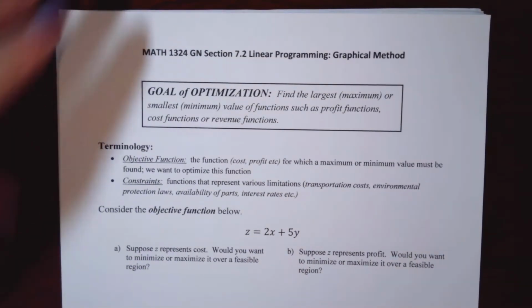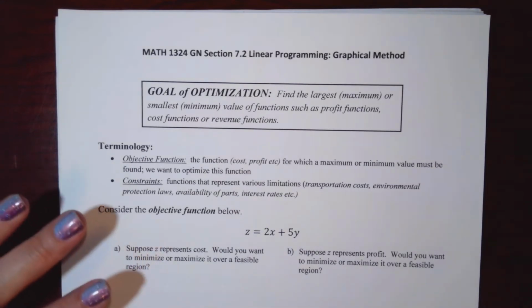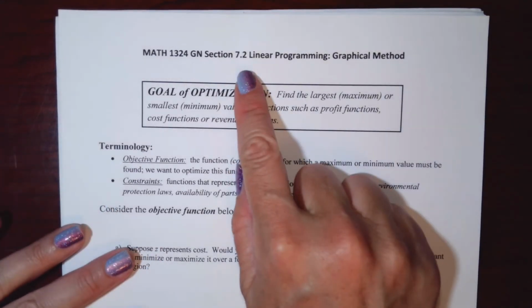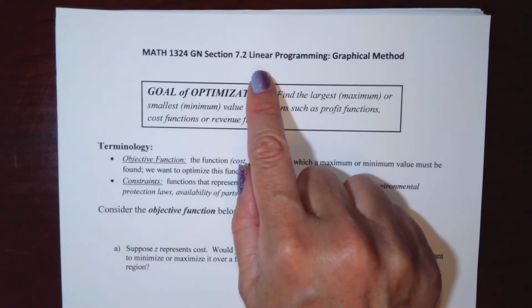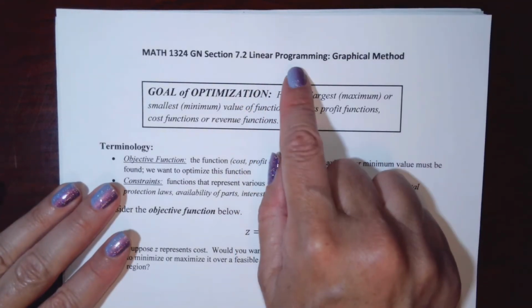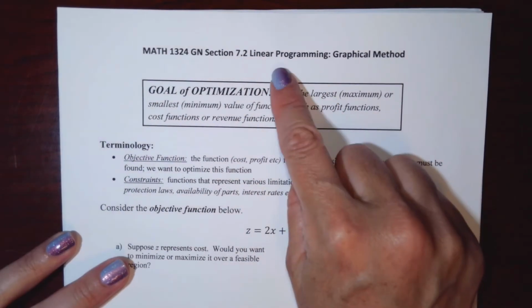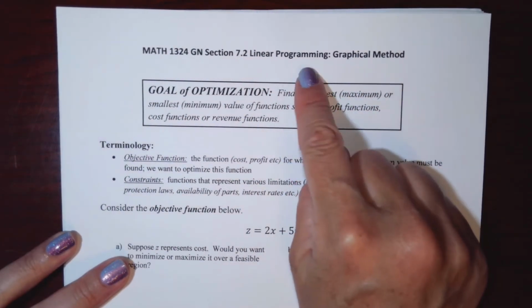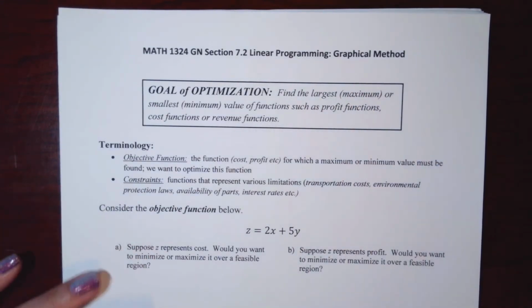In section 7.2, we take what we learned from 7.1 with graphing systems of inequalities and put it to use in a business application sense. In the business world, we call this linear programming, which kind of threw me because when I think of programming, I think of computer programming specifically. But linear programming is a graphical method of optimizing values.